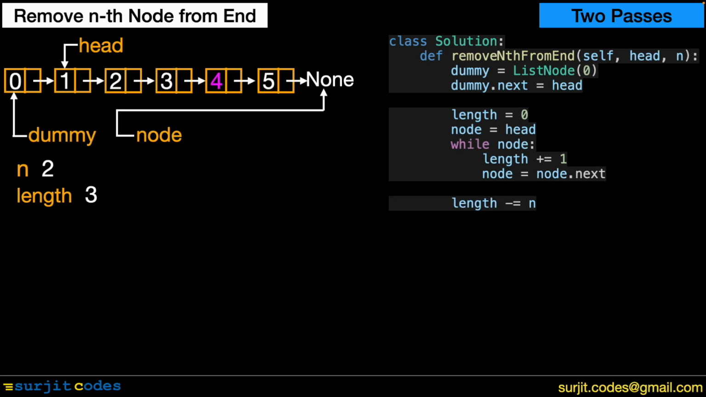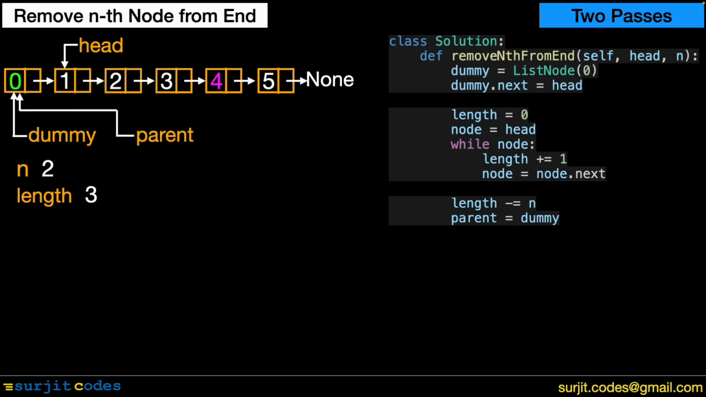We subtract n equal to 2 from length equal to 5. The remaining value is 3. This means that we need to skip 3 nodes from head and then delete the next node. Whenever we want to delete a node, first we need to identify its parent node. The parent node is 3 steps from the dummy node.